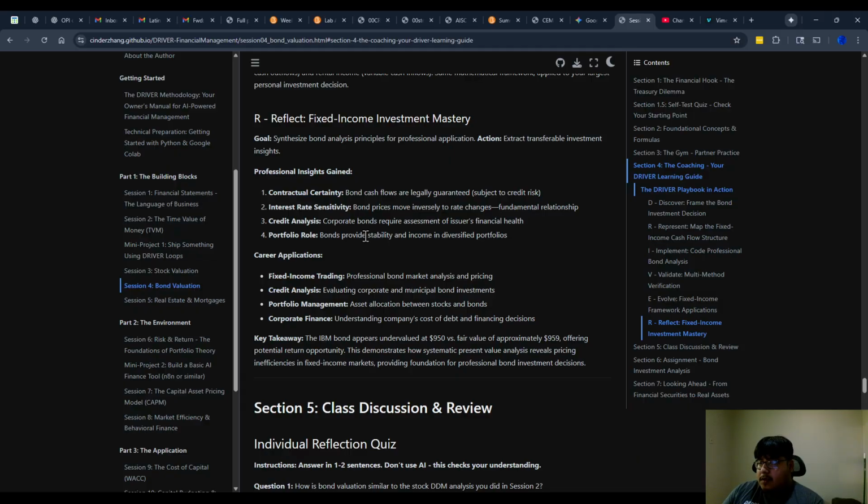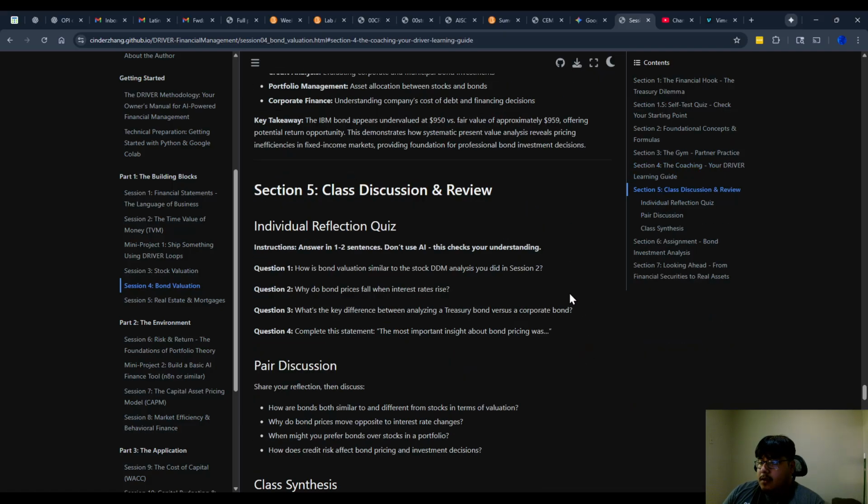And then here we go on to the insights that we've gained, which is contractual certainty. Bond cash flows are legally guaranteed, obviously subject to credit risk. Interest rate sensitivity: bond prices move inversely to rate changes, a fundamental relationship. And then credit analysis: corporate bonds require assessment of issuers' financial health. And then our portfolio role: bonds provide stability and income in diversified portfolios. And yeah, that was it.